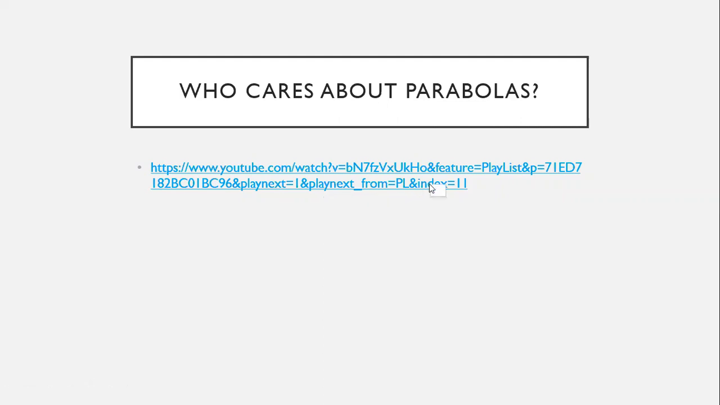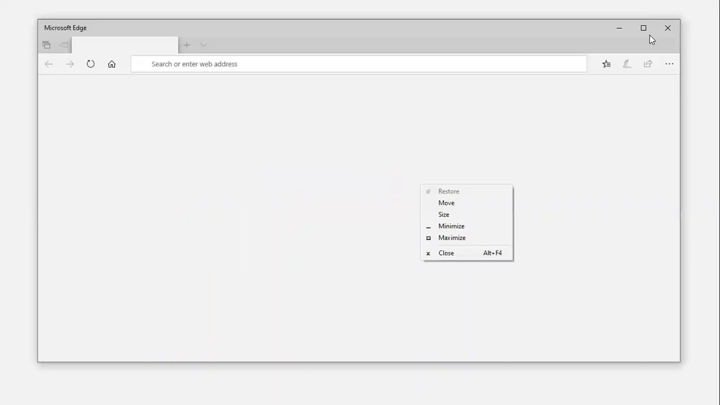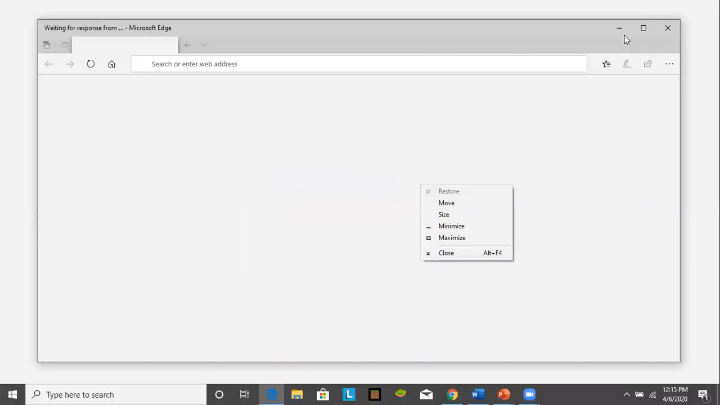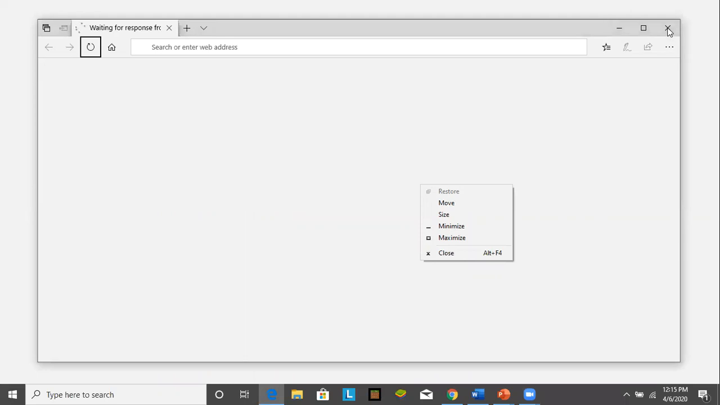So I'm hopeful that this will play. I haven't tried it in this Zoom format, so let's see how it works. Yes, we're going to play. Okay, my computer's actually a little slow, so give it just a minute.